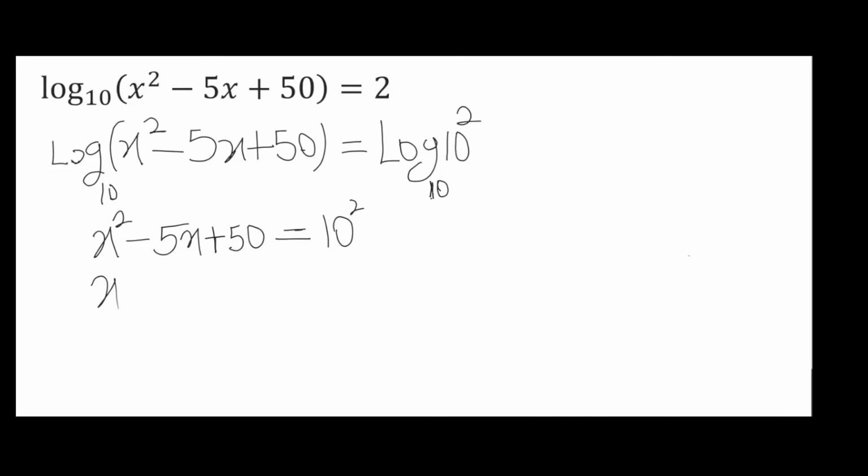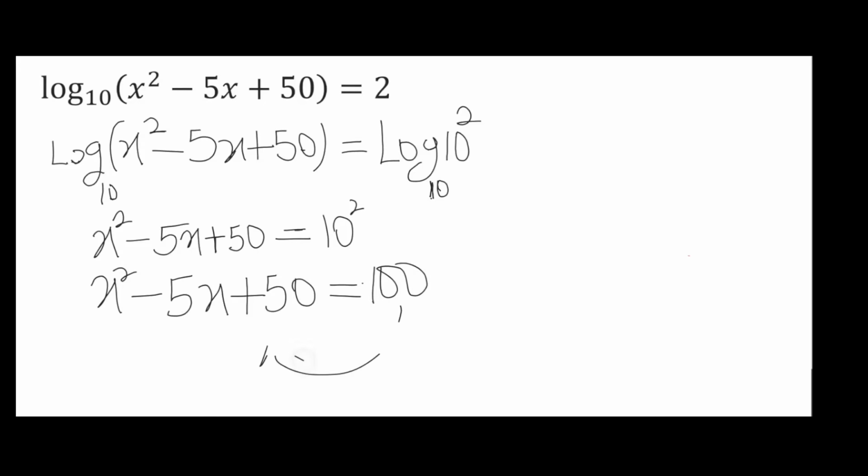So we have x squared minus 5x plus 50 equals 100. So I'm going to be turning this into a typical quadratic equation. It means the 100 is coming to the left-hand side.